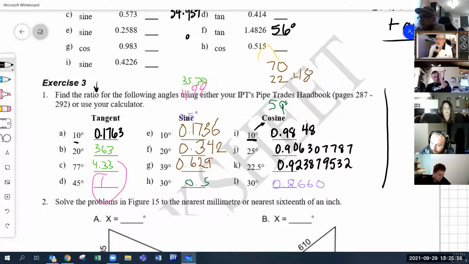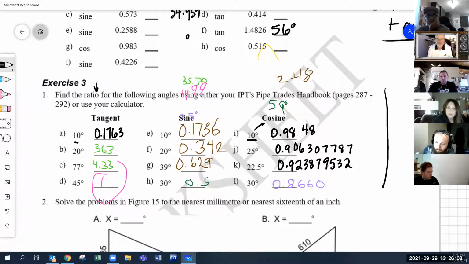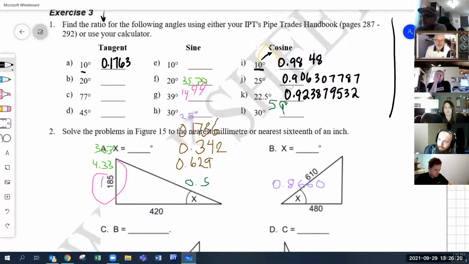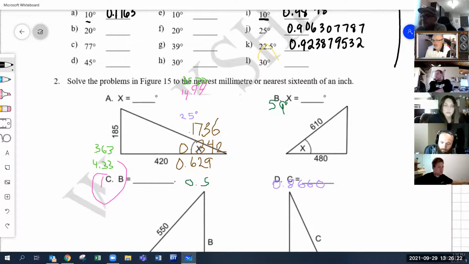Right? Is there any questions about this? Is there anything that you cannot do here? Everybody's got this? Excellent. So when you're finding the angle, you hit the shift and then sin, cos or tan. And if you're finding the ratio, you just hit the buttons with no shift. Correct. Okay.